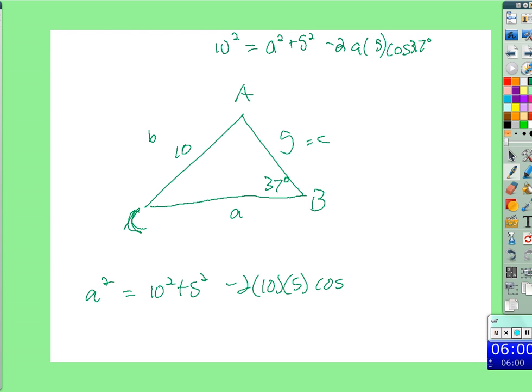I guess you could use law of cosines to solve for side A. What a nightmare, if I had to. Trying to solve this triangle using only the law of cosines is just a little silly.